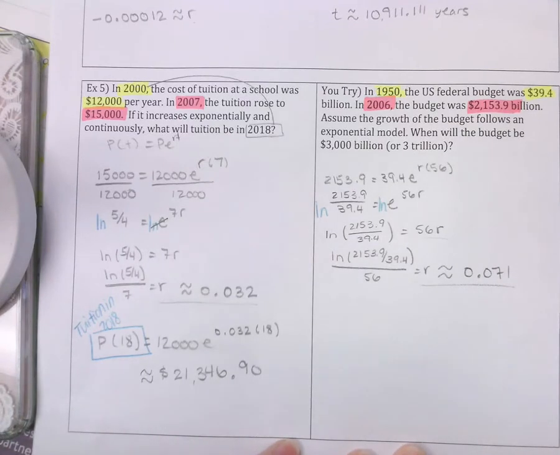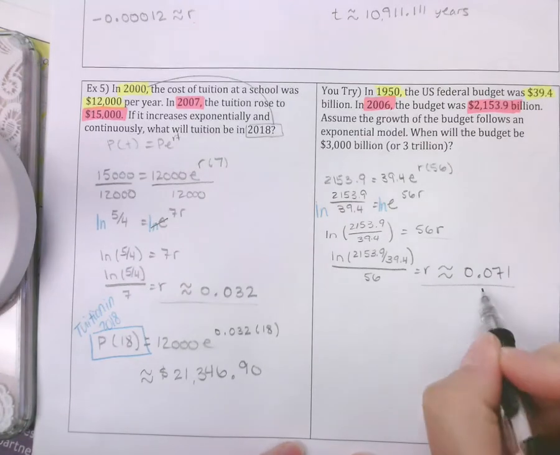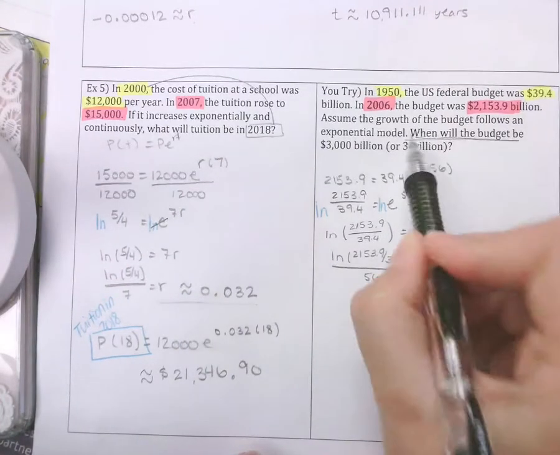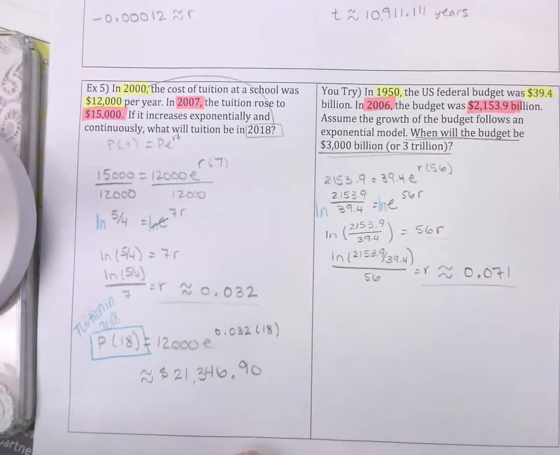Just make sure you show your work so I know where your numbers came from. So once we find our rate, we're gonna answer the question. It says, when will the budget be $3 billion? So we're gonna do this process again.